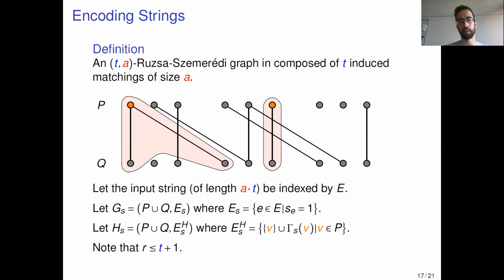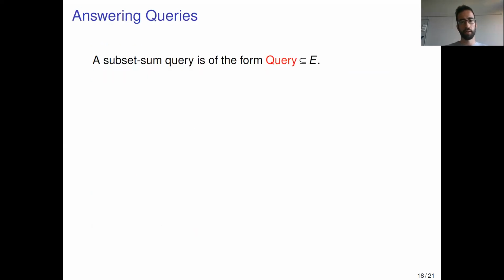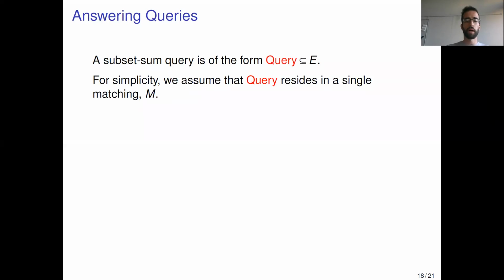What do we do once we get a subset sum query? How do we decode a query? So suppose we get a query which is just a subset of the edges of the original Ruzsa-Szemerédi graph, because our string is indexed by the edges of the Ruzsa-Szemerédi graph. Now, for simplicity, we're going to assume that the query entirely resides in a single induced matching. This is not, of course, the case in full generality, but one can simply solve this problem, which I'm not going to go into the details of.